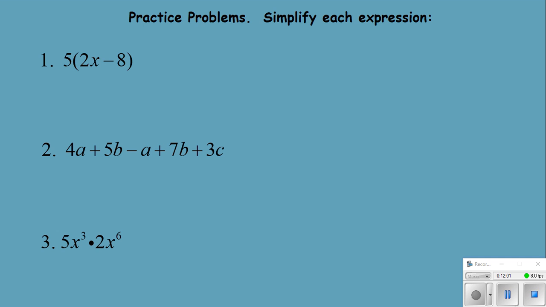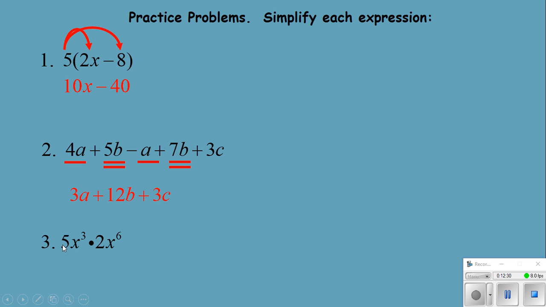And the answers to each of these. In the first problem, we're going to distribute. 5 times 2x, 5 times 8. That's going to give us 10x minus 40. For the second problem, we're looking for our like terms. 4a minus a is 3a. 5b plus 7b is 12b. And this plus 3c gets added on the end. So 3a plus 12b plus 3c.